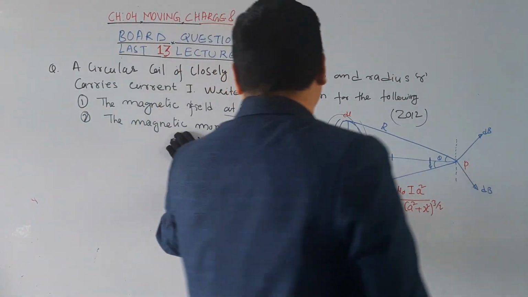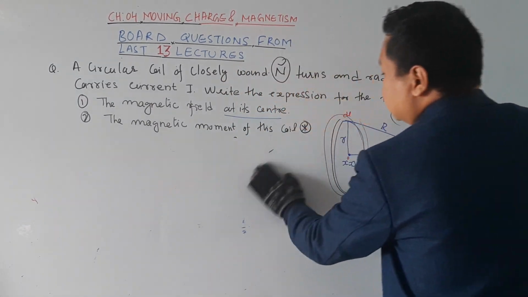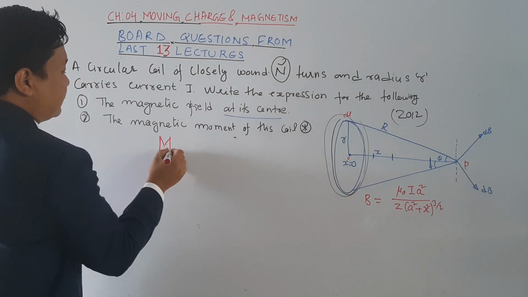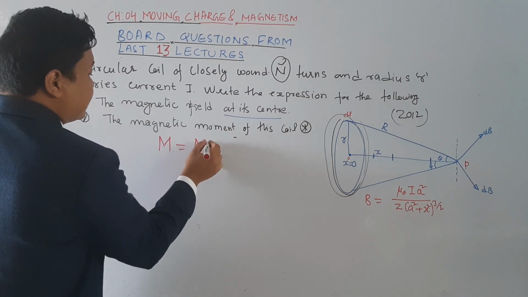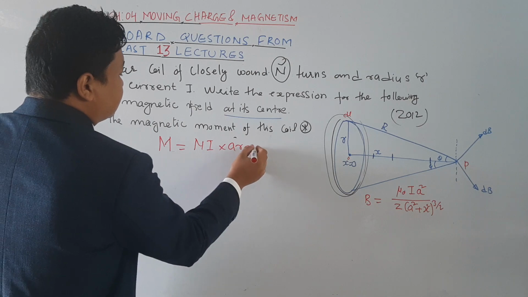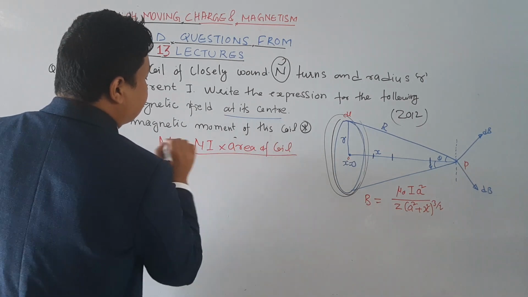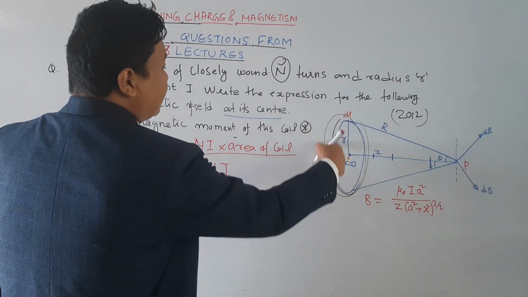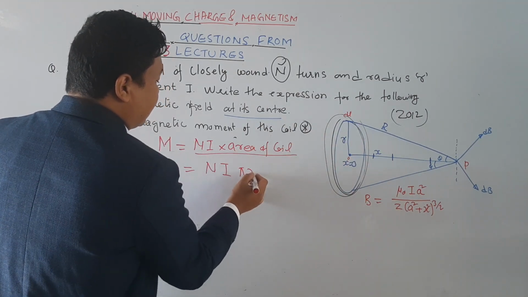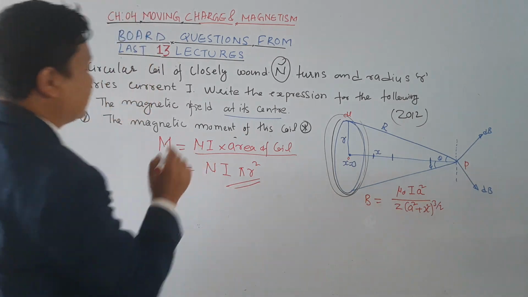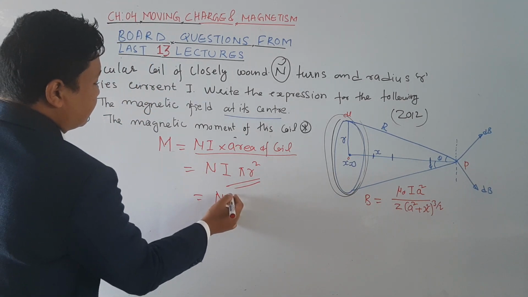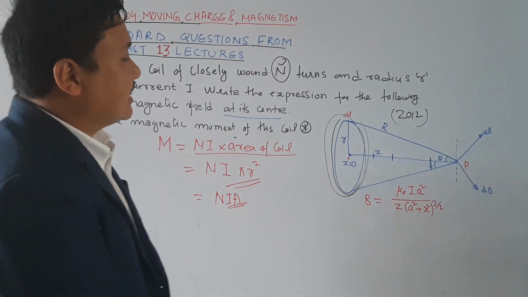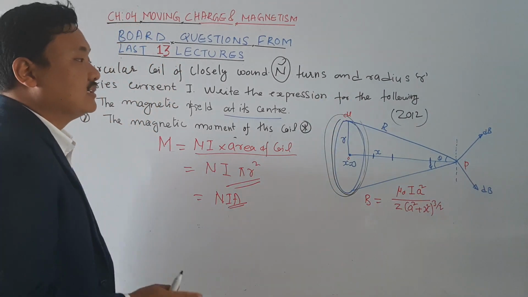So the answer for 2 is magnetic moment. How do we define the magnetic moment of a coil? Magnetic moment, denoted by capital M, is equal to N I into the area of the coil. N is the number of turns, I is the current. What is the area of the coil? The area of the coil is pi r square. So this is my magnetic moment, or simply you can also write N I A as the magnetic moment of this coil. In the derivation I have taken this as A, but you have to solve it according to the question.